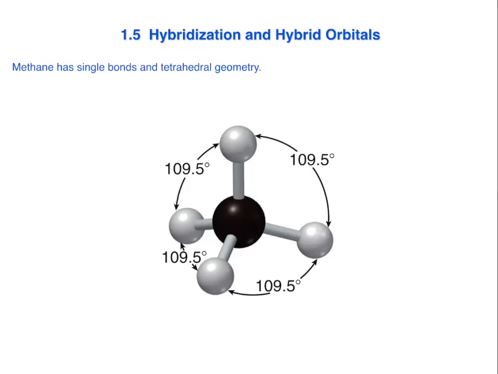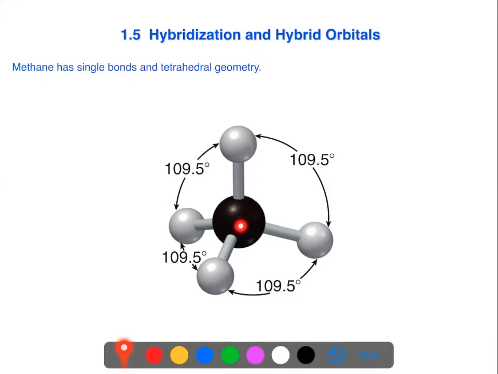In this video, we're going to be discussing section 1.5, which covers hybridization and hybrid orbitals. As we saw in the last video, when we look at the structure of methane, CH4, there is our central carbon attached to 4 different hydrogens. And we said that the angle a hydrogen makes through the carbon to another hydrogen is around 109.5. We said that this geometry is referred to as the tetrahedral geometry.